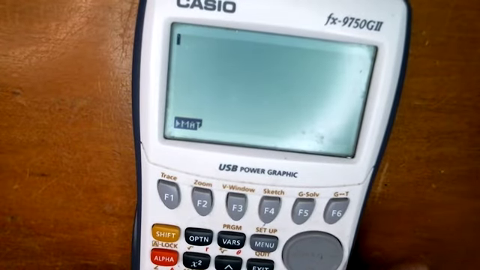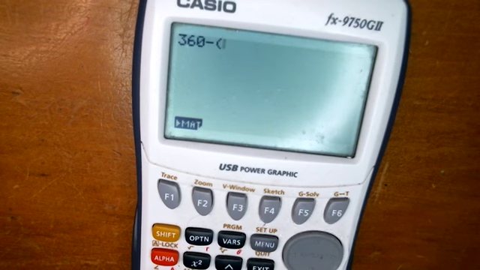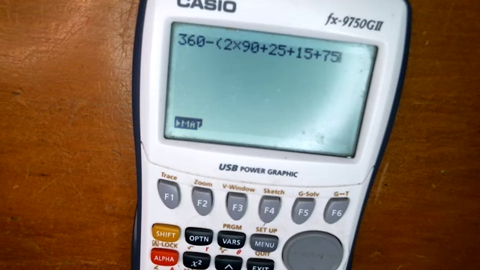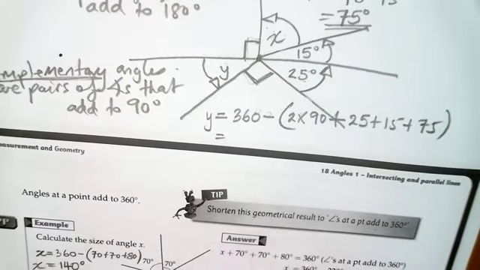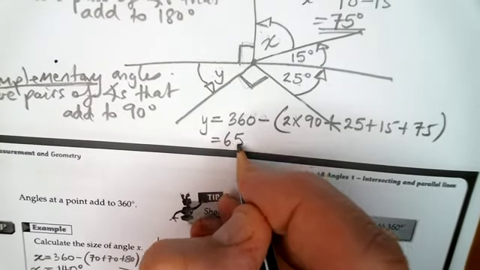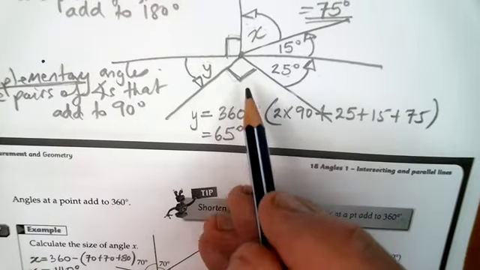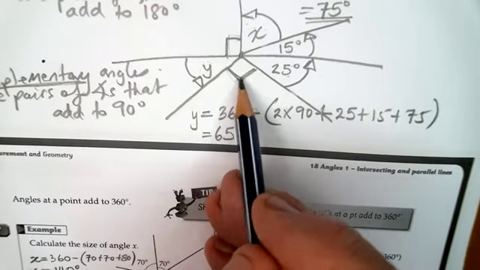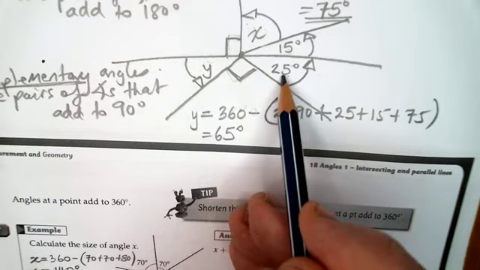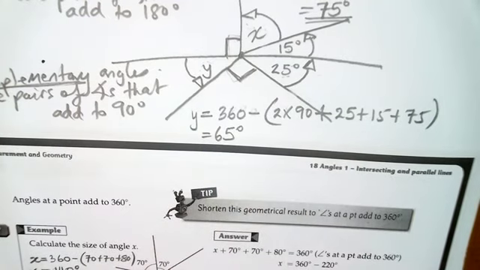So here we go. We've got 360 minus, we've got 2 lots of 90. There it is. Plus we've got a 25 and a 15 and a 75. And we end up with 65. So y should be 65 degrees. And that kind of makes sense because the other side here, angles on a straight line, this is 90, and 90 minus 25 is going to be 65 degrees.